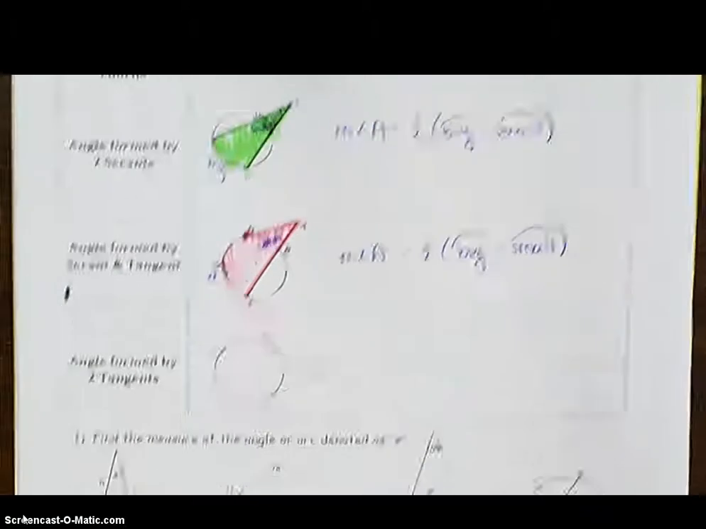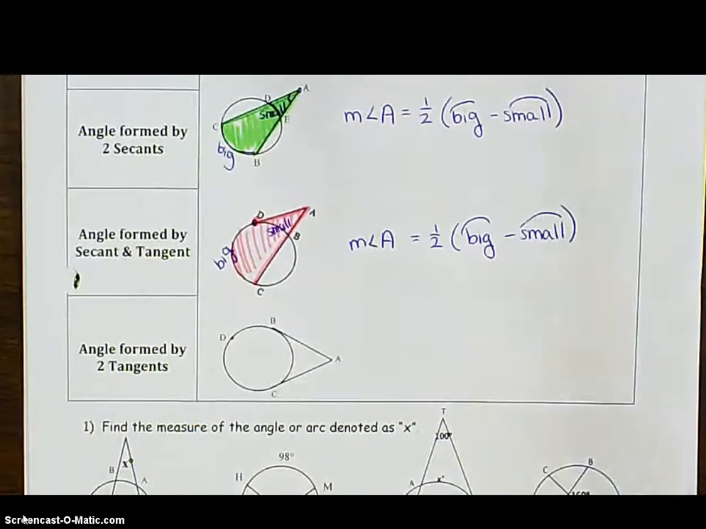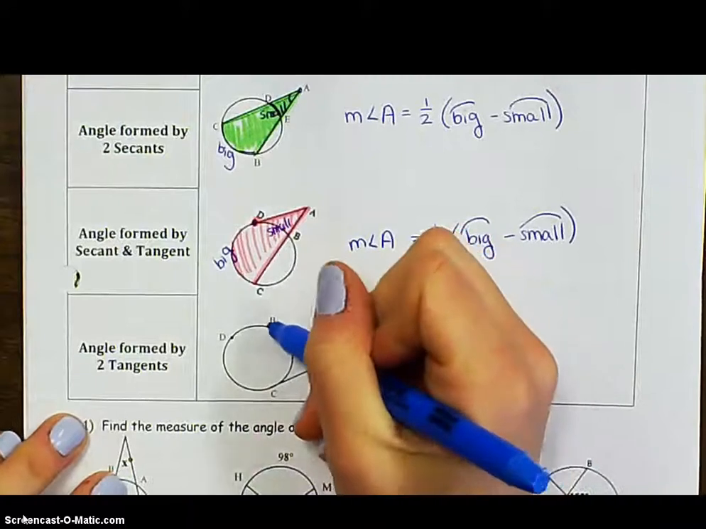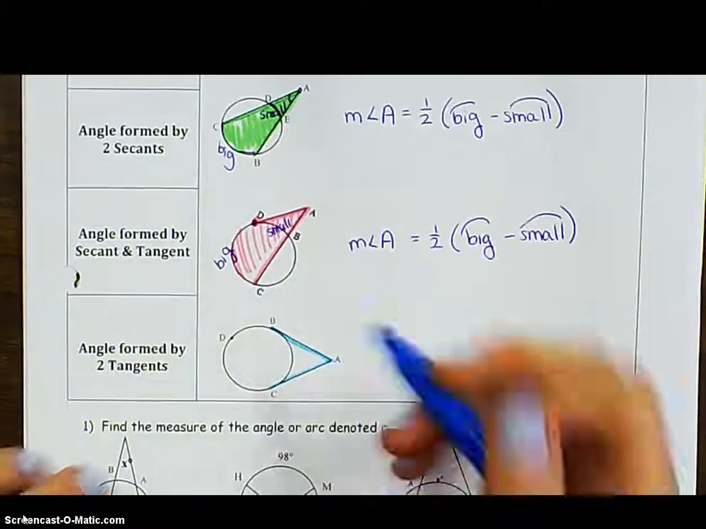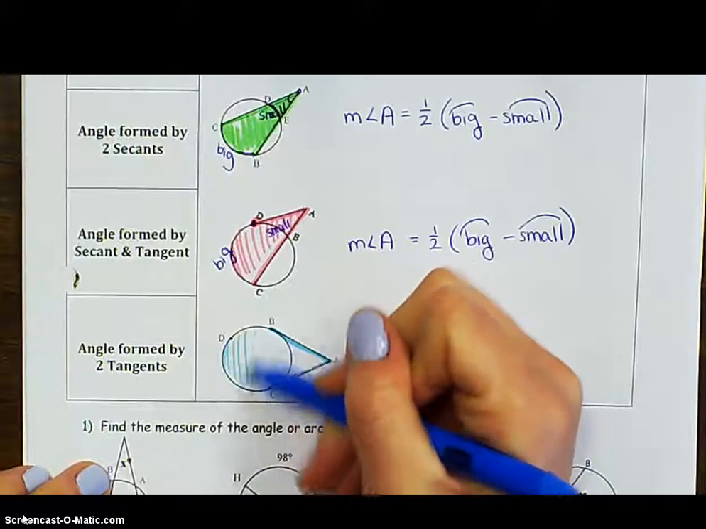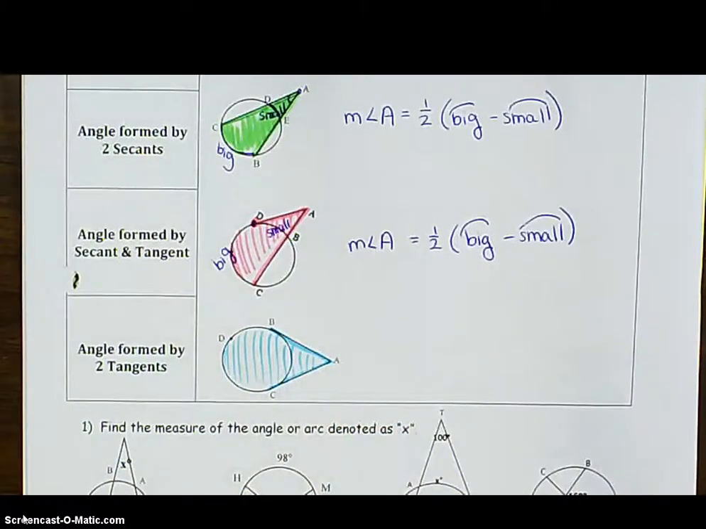Okay, our last example. We have an angle formed by 2 tangents. So if I take a look here, I have tangent BA and tangent AC. Now if I were to shade in this angle, it actually ends up shading in the entire circle. But let's be very careful here.